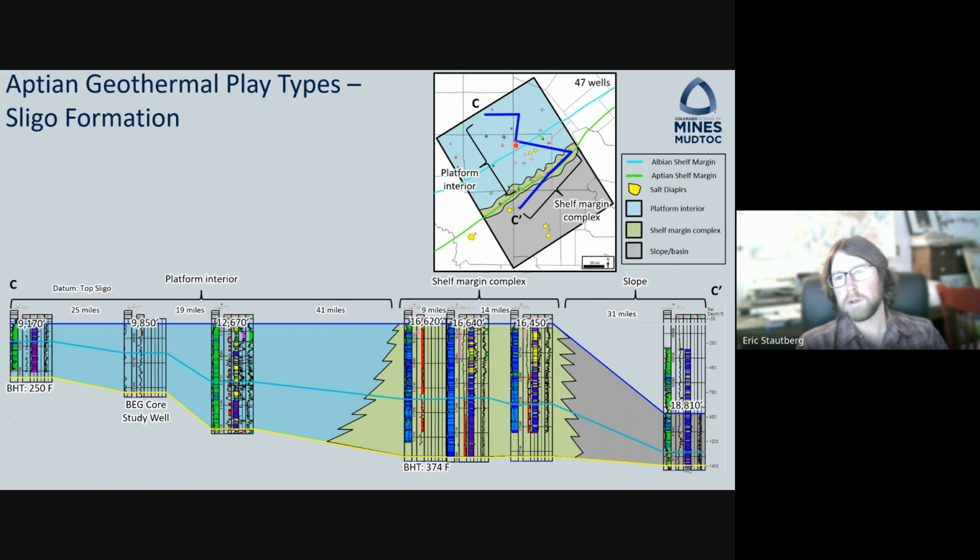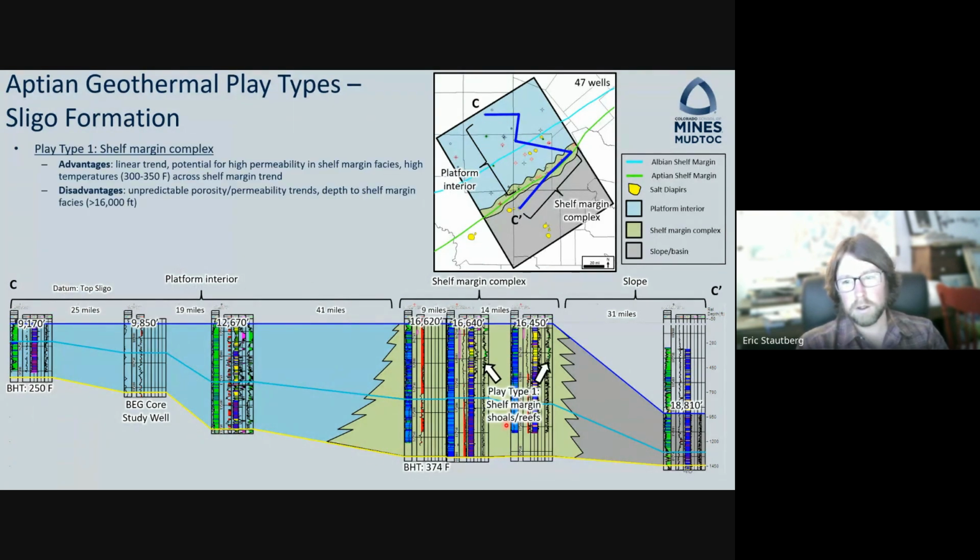This is another cross section that runs basically northwest to southeast across the area. It follows roughly depositional and structural dip until it hits the shelf margin and then kind of goes along depositional strike here. The platform interior facies are shown in blue, and our shelf margin is shown here in gray, and our slope systems are here in green for the shelf margin complex. And this is what that cross section looks like. I've datumed this, I flattened it on the top of the Sligo.